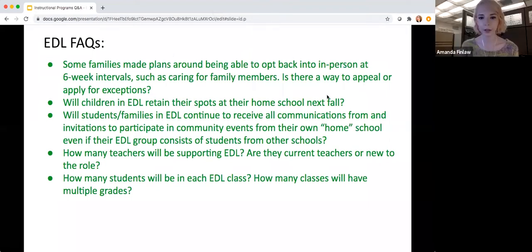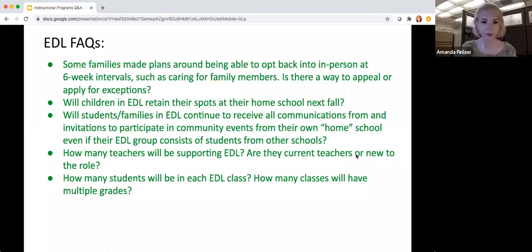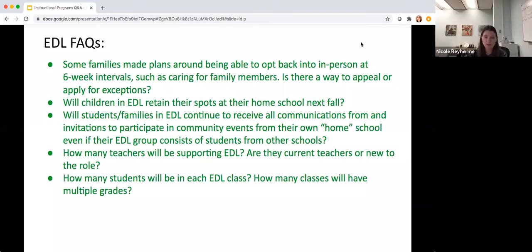Will children in EDL retain their spots at their home school next fall? Yes, we are keeping all of our students in their home schools and their spot will be saved. Will students and families in EDL continue to receive all communications from and invitations to participate in community events at their own home school, even if their EDL group consists of students from other schools? That's one of the great things about keeping them in their home school and connected and keeping their spot. They will be on all of the communications that go out to families, so they will be able to get the information about any of those events. They'll also get communication from their EDL teachers through Parent Square.